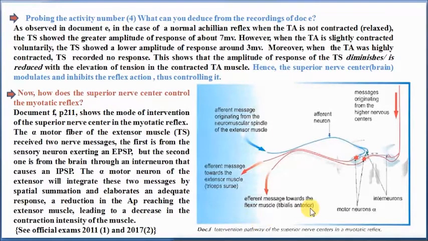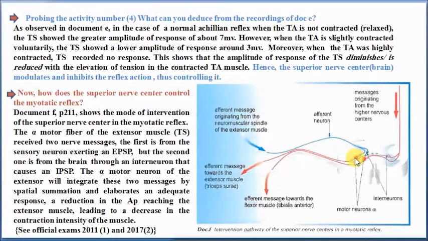Before we start with the explanation, let's have a look at document F, which is found in your book 2 on page 211. I want to call your attention to the alpha motor fiber of the extensor muscle, the TF, which, as you would observe, is going to receive two messages. We have two synapses here, one coming directly from the sensory neuron of the extensor muscle itself, the circuit starting from the blue coming to the red here.